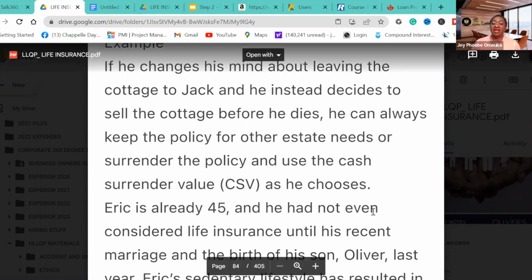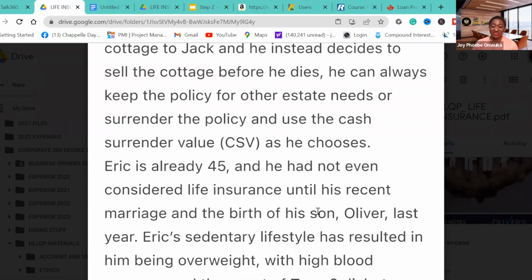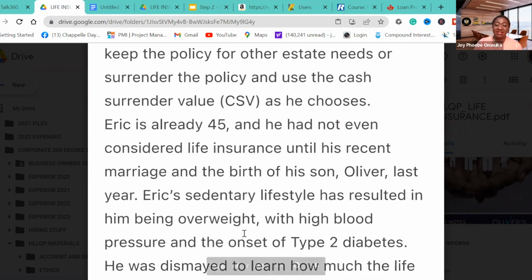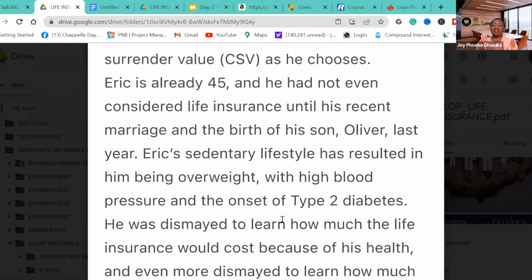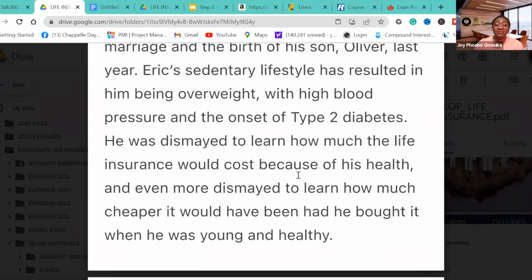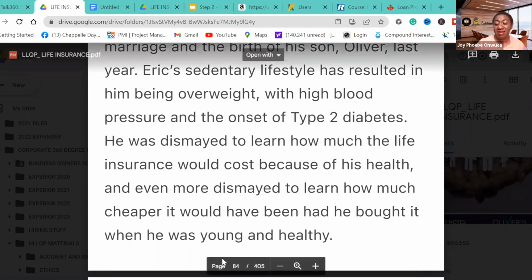Eric is already 45 and he had not even considered life insurance until his recent marriage and the birth of his son, Oliver, last year. Eric's sedentary lifestyle has resulted in him being overweight with high blood pressure and the onset of type 2 diabetes. He was dismayed to learn how much the life insurance will cost because of his health, and even more dismayed to learn how much cheaper it would have been had he bought it when he was young and healthy.